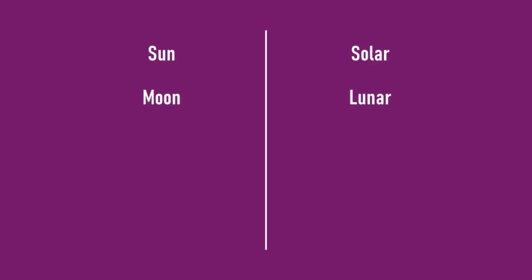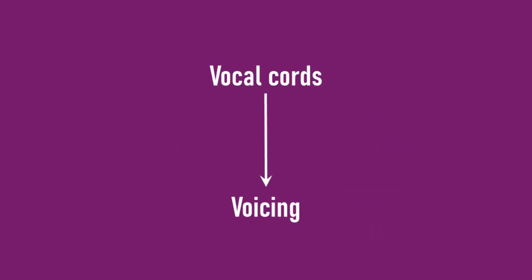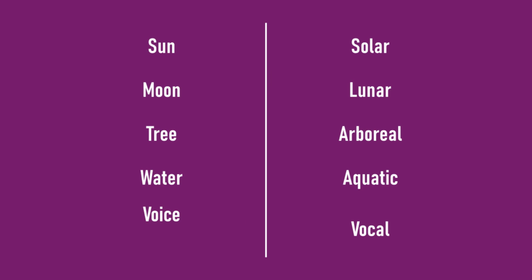Now, you'll know that many words have adjectival forms to describe things related to them. Sun and moon have solar and lunar, tree has arboreal, water has aquatic, and so on. The adjective for voice is vocal, hence why the vocal cords produce voicing. But vocal is also the adjective for another linguistic word, vowel. This means that in addition to using it to discuss the already quite confusing meanings of voice, it can also be used to describe vowels.